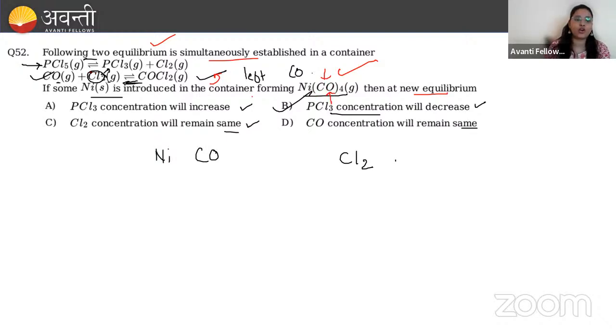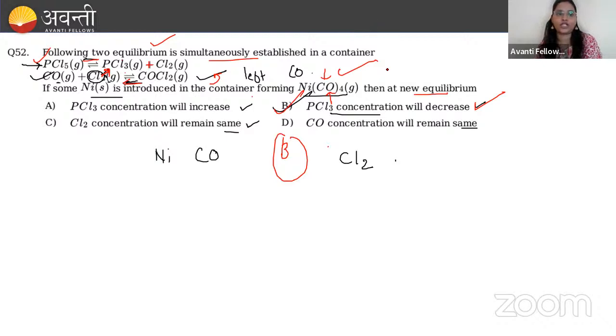In order to have more CO concentration, the reaction should go into the left side. So more Cl2 will be present. So in order to consume more Cl2 in a given chemical reaction, the PCl5 should form more. In order to form more PCl5, PCl3 concentration will be what? Decrease. And that's why our correct answer here will be option B. Do you get the idea of this?